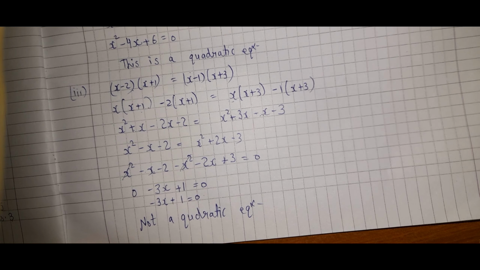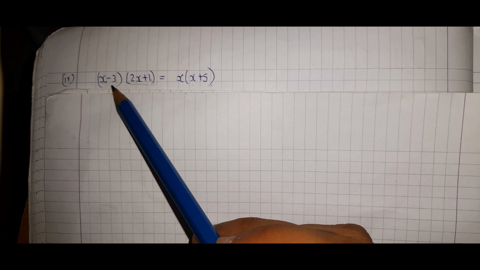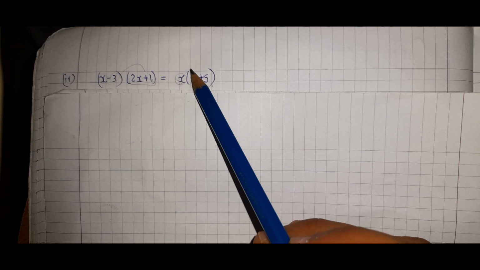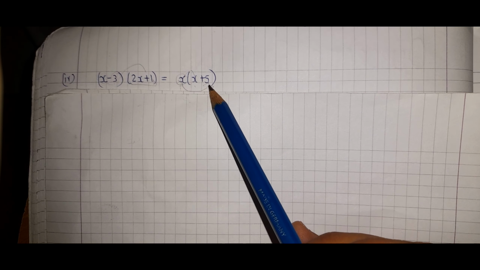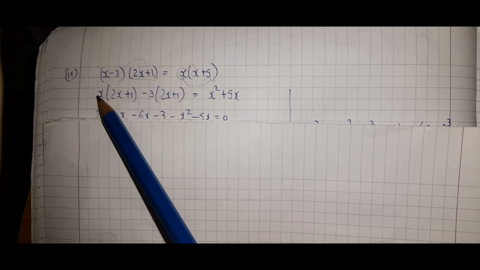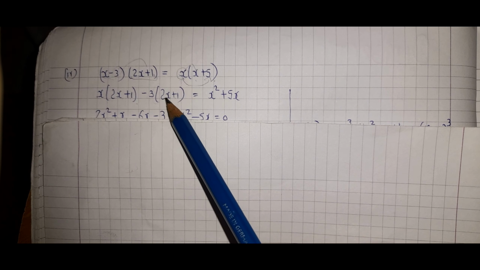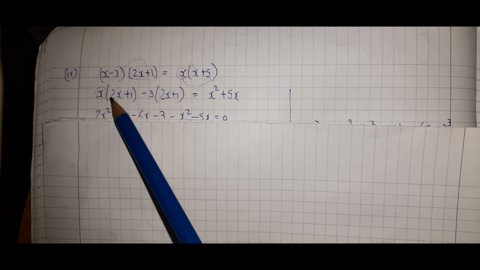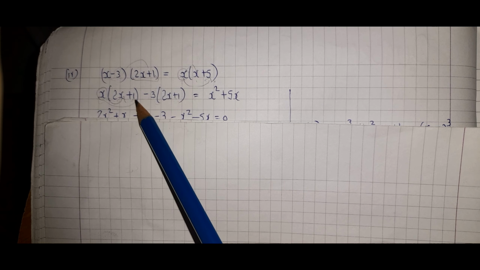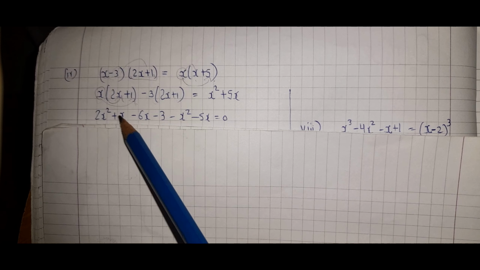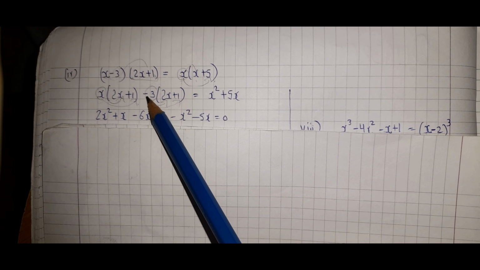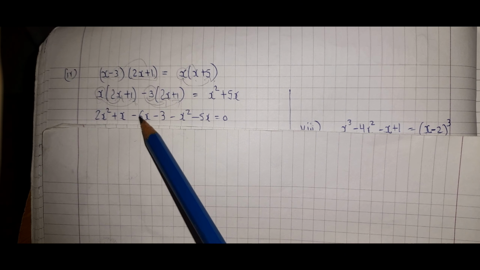Similarly, in the fourth part, multiply the x with 2x plus 1, then minus 3 with 2x plus 1, and in the right hand side, the x with x, then x with 5. So we will get x into 2x plus 1 minus 3 into 2x plus 1 equals to x square plus 5x. Here again multiply this x with 2x, then with 1. So we will get 2x square plus x. Then minus 3 with 2x, then with 1. So minus 3 into 2x becomes minus 6x.